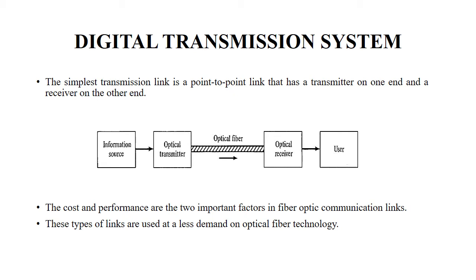The simplest transmission link is a point-to-point link that has a transmitter on one end and a receiver on the other end. The cost and the performance are two very important factors in fiber optic communication links. These types of links are used at a lesser demand on optical fiber technology. The designer will carefully choose the components in order to give the desired performance over the expected lifetime.